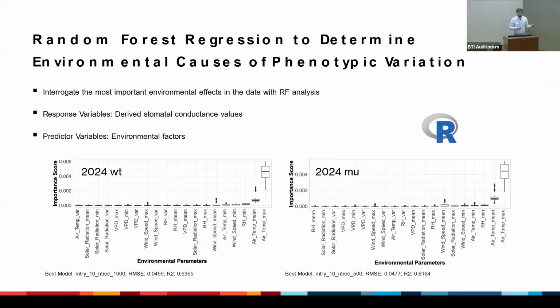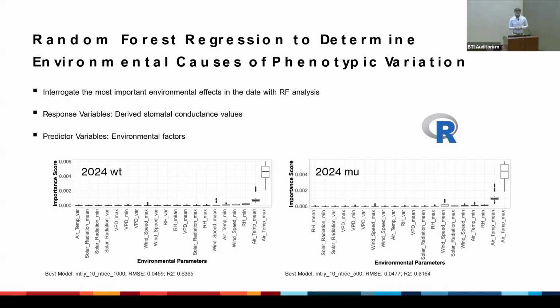So to understand what the environmental effects are within the days, we ran random forest regression using the environmental factors as predictor variables for the stomatal conductance values. I used the party package in R to generate many random forest models. I validated them with 5-fold cross-validation and chose the most accurate model for each of these, listed at the bottom with their quality scores as well. So all these are about 0.6 R squared, which is pretty good quality.